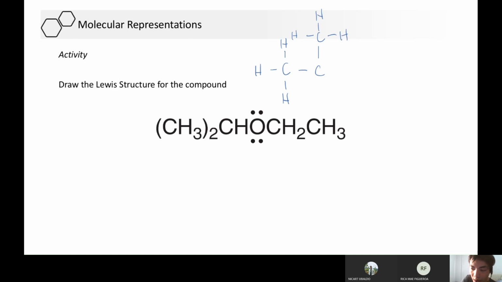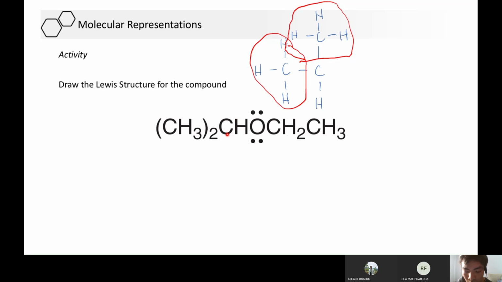So again, what happened? These are our two CH3s: the first CH3, and this is the second CH3, and they are bonded to this carbon. What else is bonded to the carbon? The hydrogen. By the way, you need to already know the octet rule here. So this hydrogen is bonded to this carbon as well. The oxygen is also bonded to the carbon.